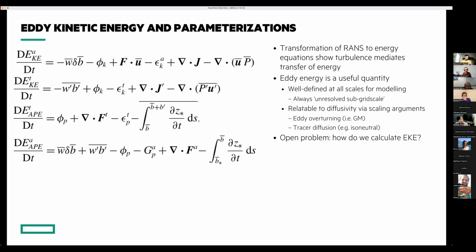Plus, we understand the concept of energy a little bit better than we might understand something like a direct parameterization of momentum flux that a machine learning model might predict. But one of the big open problems, even if we have this very nice theoretical framework in which to work with eddy kinetic energy, is how do we actually calculate it?